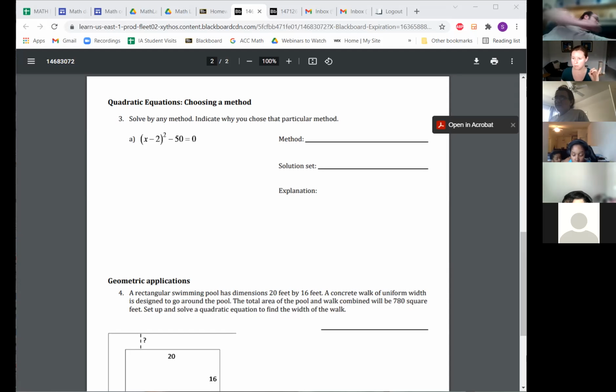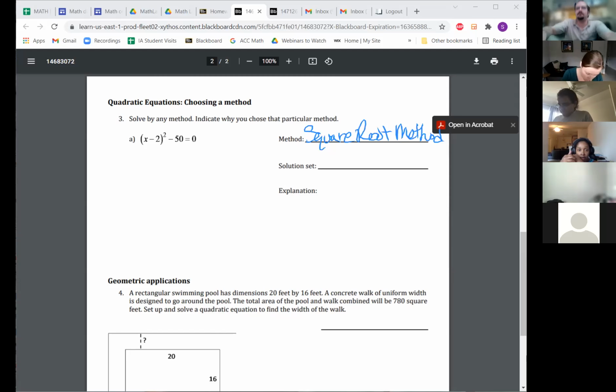Factoring, quadratic formula, and square root. Okay, so which one is this? Square root. I don't remember what it was called. Property method, I think. Okay, property method. So what would I do first? You'll move that -50 over.